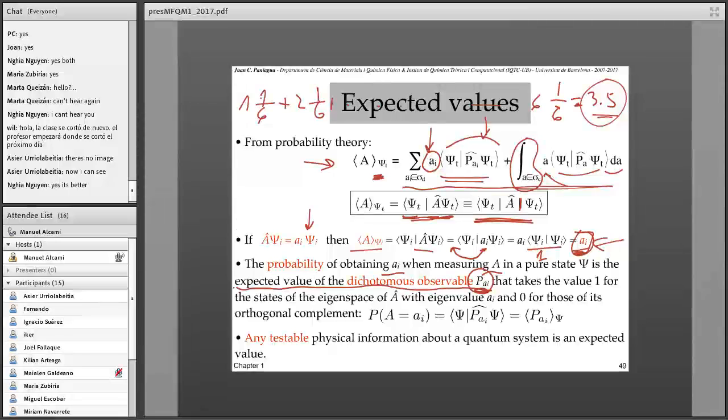Let's think of a measurement device that gives the result 1 for any vector in the eigenspace of A with eigenvalue small a_i, and 0 for any other vector which is orthogonal to that eigenspace, any vector in the orthogonal complement of that eigenspace. The operator representing this observable is precisely the projector operator, and this is dichotomous because this observable can take only the values 0 or 1. And so probabilities can be considered as expected values of projection operators.